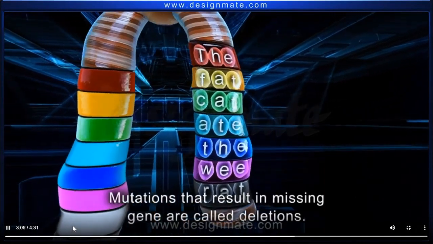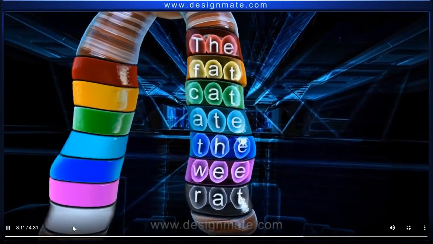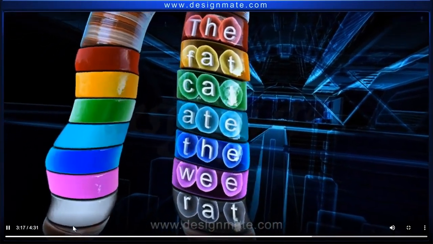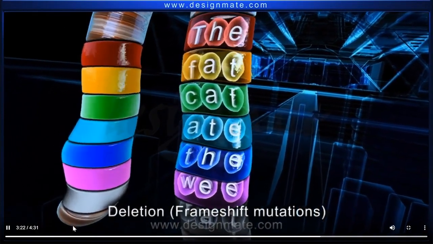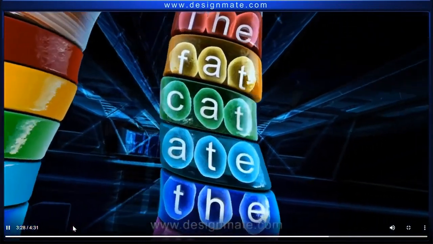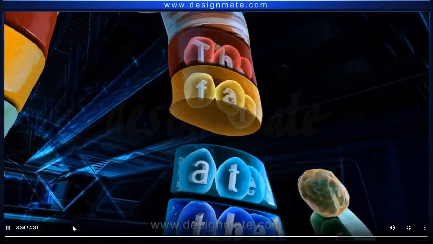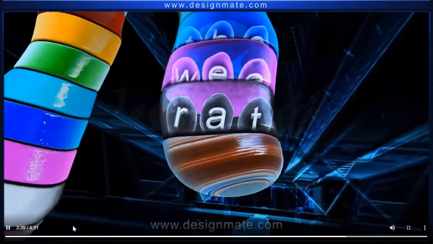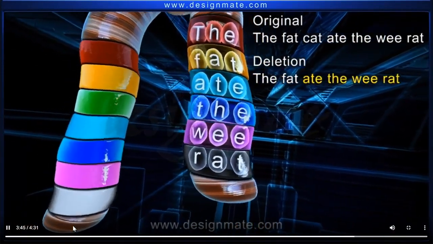Deletion. Mutations that result in a missing gene are called deletions. These can be small, such as the removal of just one word, or longer deletions that affect a large number of genes of the chromosome. Deletions can also cause frame shift mutations. In this example, the deletion eliminates the word cat. "The fat ate the wee rat."